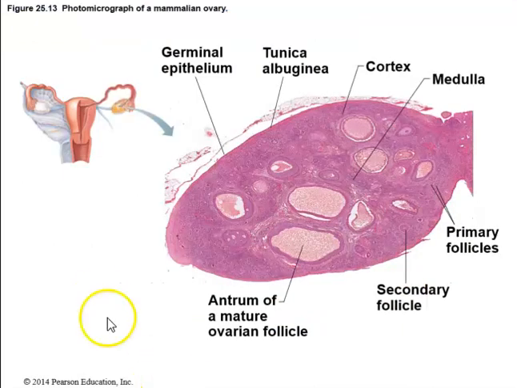And here is a picture of a section of the ovary. So we have the outer cortex that contains the follicles, and it's surrounded by the tunica albuginea. And then within the medulla are important blood vessels and nerves. So as the follicles mature, only one egg will be released once a month in a female within the reproductive age.